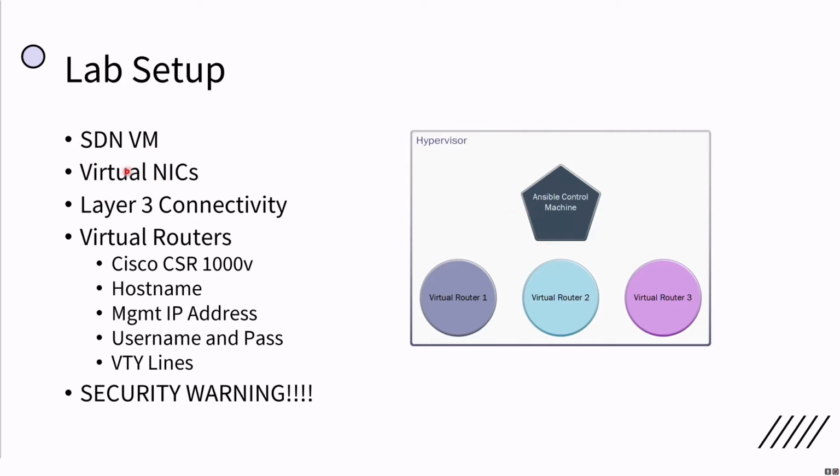We are going to have to add another virtual network interface card to the Ansible control machine. You can keep adding virtual network interface cards because this is a virtual environment. So through a virtual network, we are going to create a connection between a router and the Ansible control machine in each one of the routers, which is not going to be routable outside of our hypervisor. It is going to be enclosed within our virtual environment. We need to confirm that we have layer 3 connectivity from our Ansible control machine to our virtual routers.